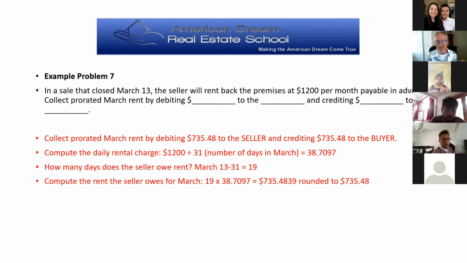So you get the daily rate, which is 1,200 divided by 31. Then see how many days the seller owes for, times that daily rate by how much the seller owes for. So 1,200 divided by 31. Close on the 13th, 19 days. Daily rate times the days he owes is your answer. Yep. Okay.